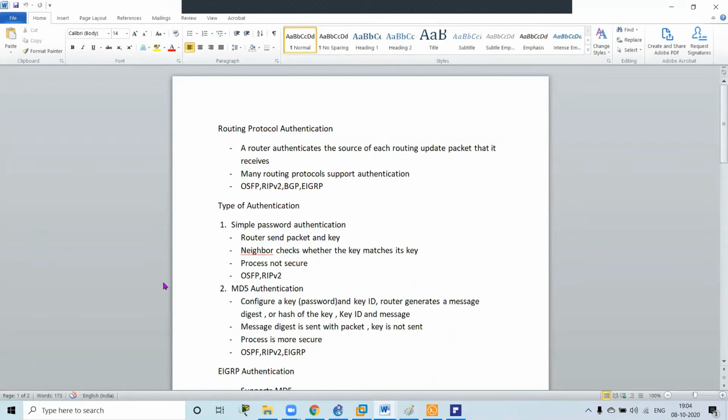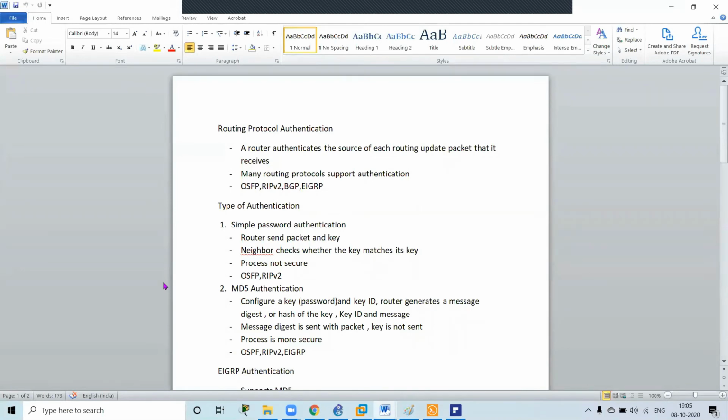So we will only see EIGRP and OSPF. Now we have two types of authentication, simple password authentication and MD5 authentication. In simple password authentication, the router will send a packet and key. The neighbor checks whether the key matches its key, and processes it. This is not secure. Simple password authentication is there in OSPF and RIP version 2.